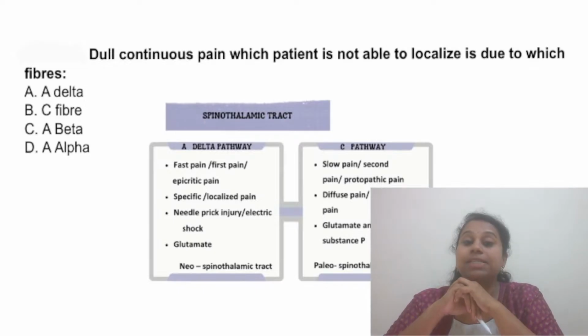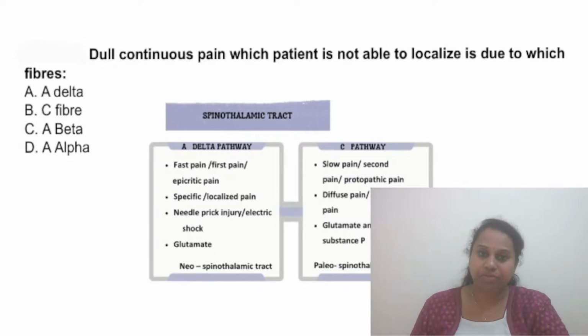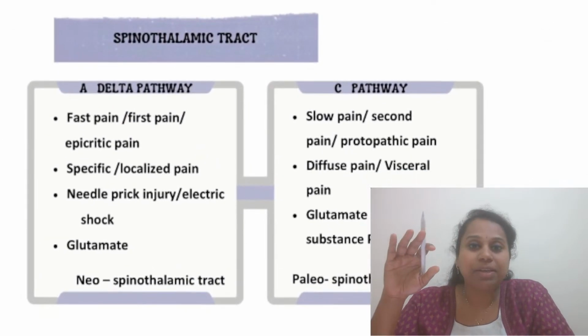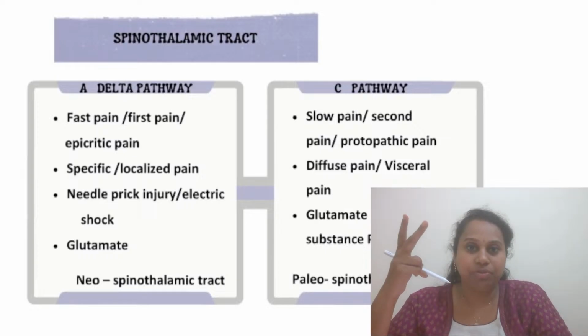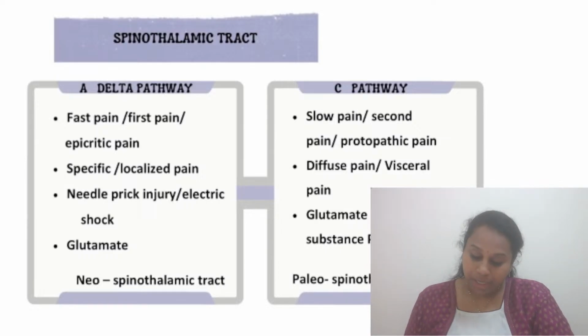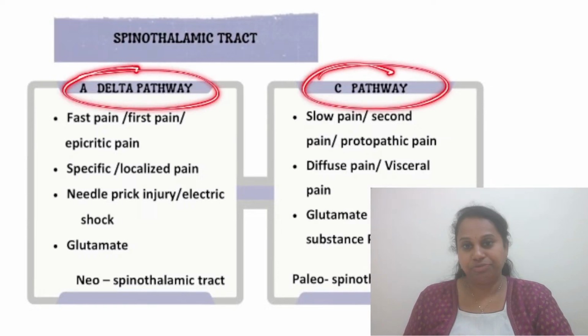The next question, this is a high yield topic on pain physiology. Repeatedly we see questions from pain physiology. A dull continuous pain which patient is not able to localize is due to which of the fiber? Basically, spinothalamic tract carries your pain. There are two types of spinothalamic tracts because there are two types of nerve fibers which carry pain. A delta fibers and C fibers.